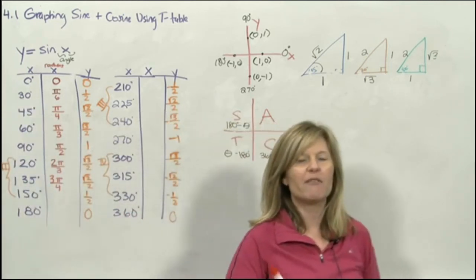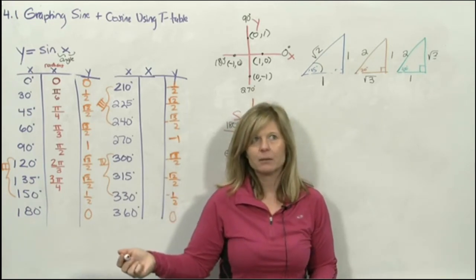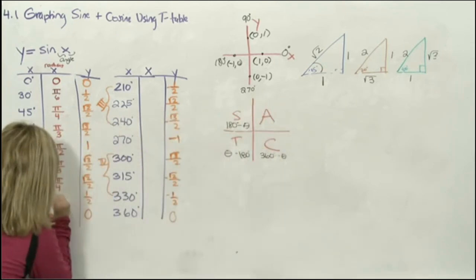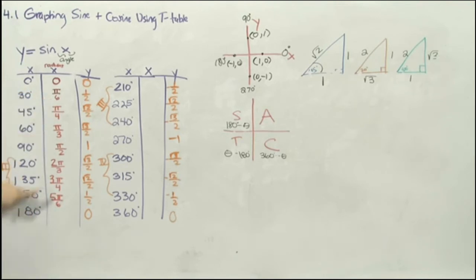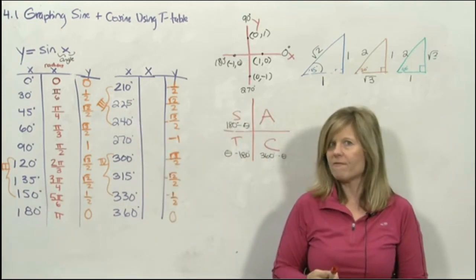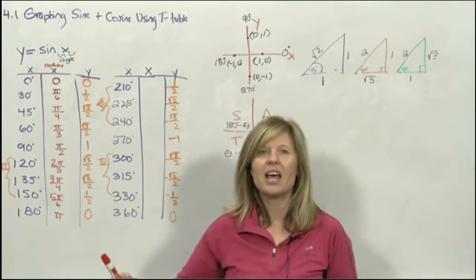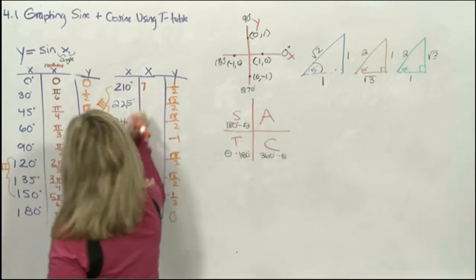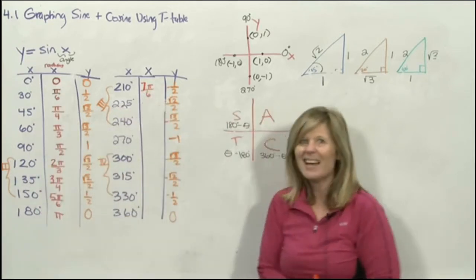150 is a multiple of 30. How many 30s make 150? 5. So this would be 5 times 30, and 30 is pi over 6. We know 180 is always pi, because that's our definition. Okay? All right, 210. Is 210 a multiple of 30, 45, or 60? That's right, it's a multiple of 30. How many 30s make 210? 7. So this is going to be 7 times 30, and again, 30 is pi over 6. Isn't that fun? It's easy.